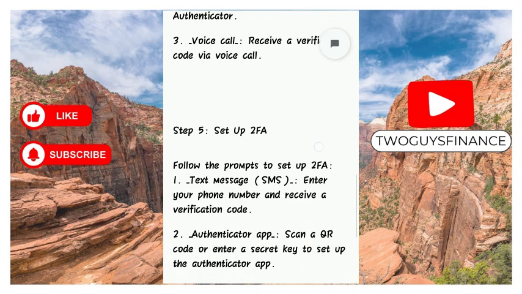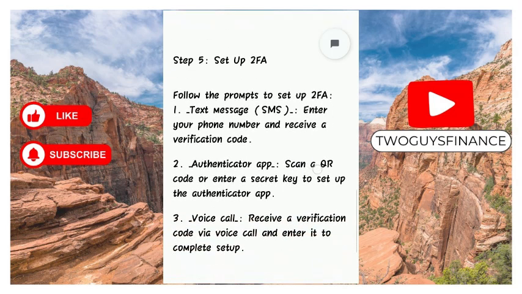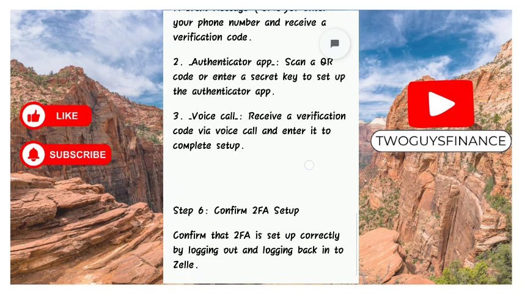Next is to set up two-factor authentication. If you choose the text message option, just enter your phone number and you're going to receive a verification code. If you're using an authenticator app, you want to scan a QR code or enter a secret key that's going to be sent to you to set up the authenticator app. Or if you're using the voice call, you're going to receive a verification code via voice call, and just enter that in to complete the setup.